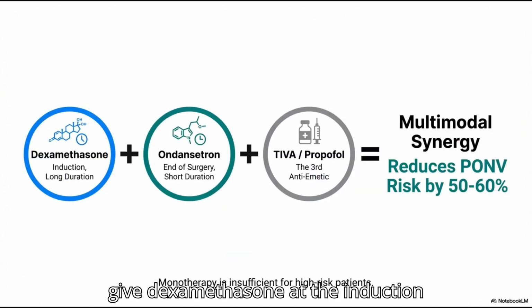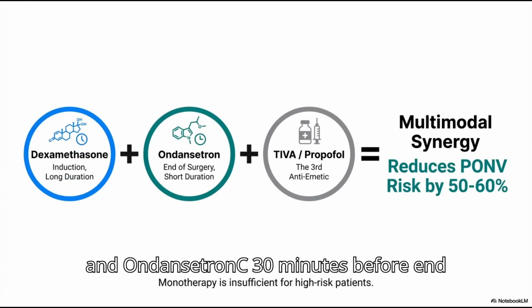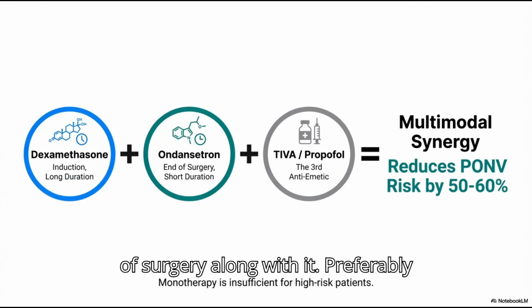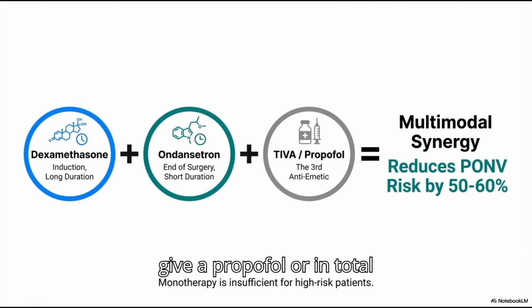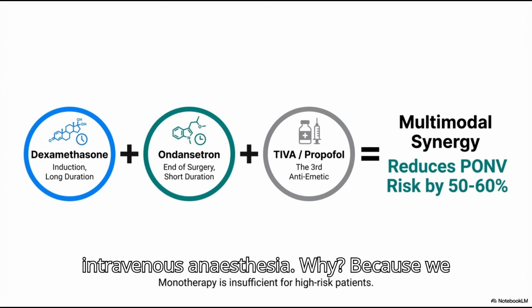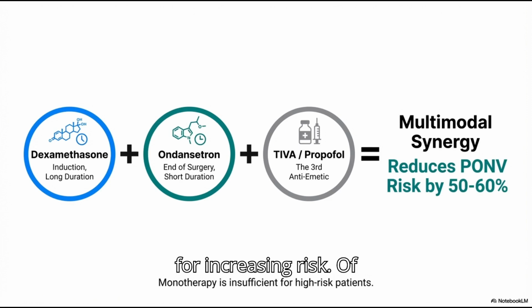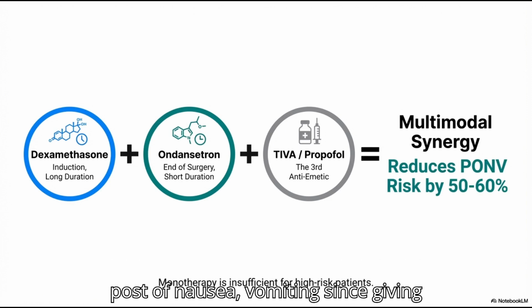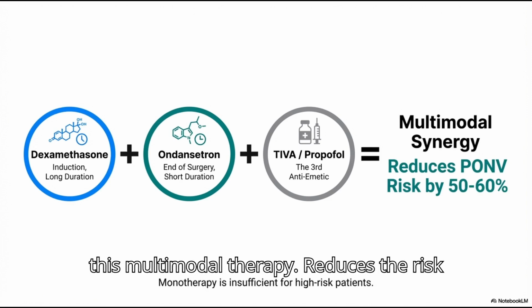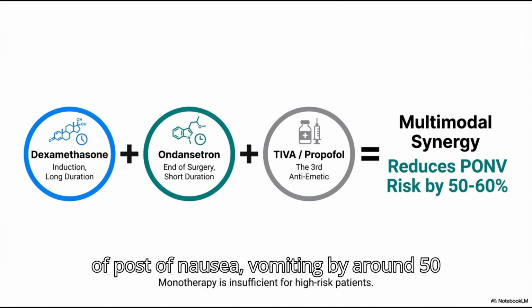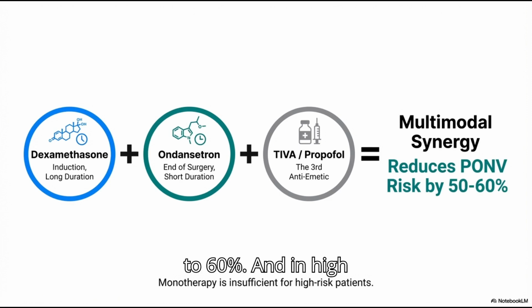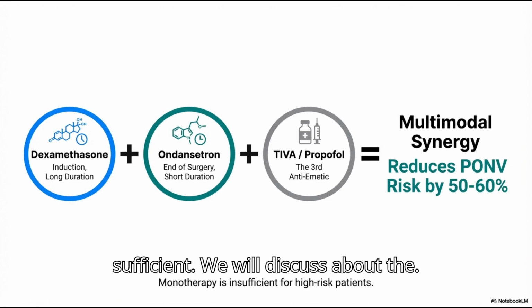Here we give dexamethasone at the induction, and ondansetron 30 minutes before the end of surgery. Along with it, preferably give propofol or total intravenous anesthesia. Why? Because we have read already that inhalational anesthetic agents are also a cause for increasing the risk of post-op nausea and vomiting. Hence, giving this multimodal therapy reduces the risk of post-op nausea and vomiting by around 50 to 60%. And in high-risk patients, monotherapy is not sufficient.